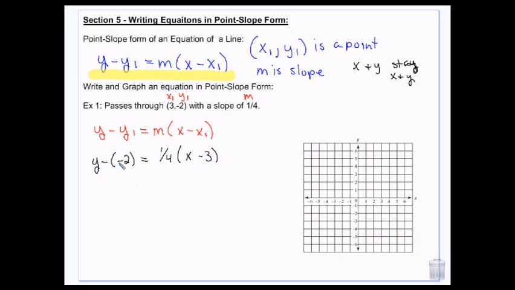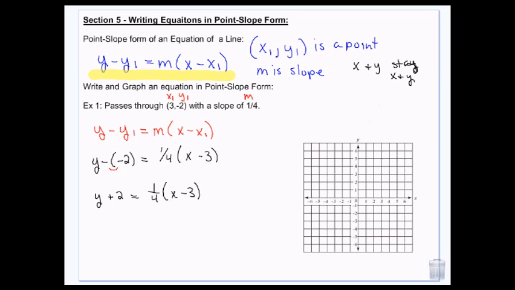The only thing we have to do is fix this. And remember, double negative is a positive. So y plus 2 is equal to 1/4 of x minus 3. And you can leave it just like this. You don't have to do anything with it yet.